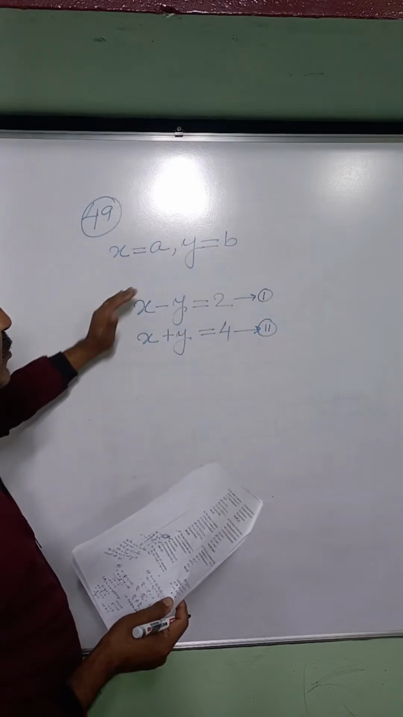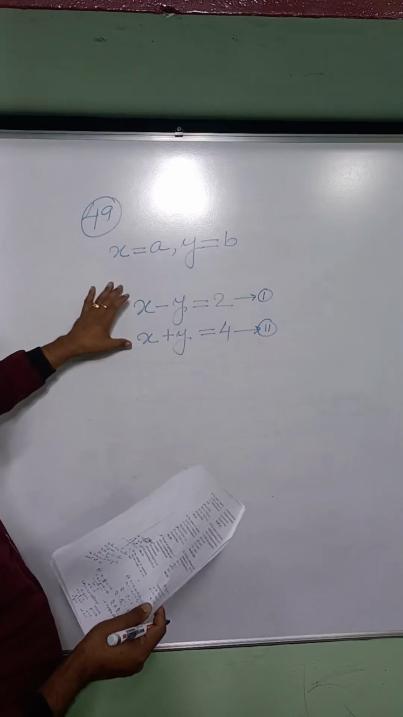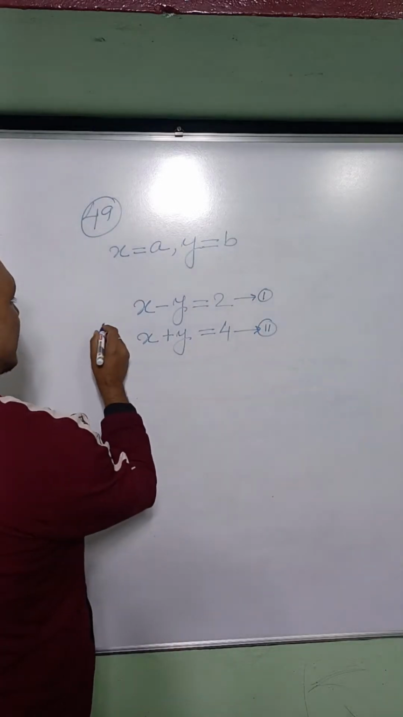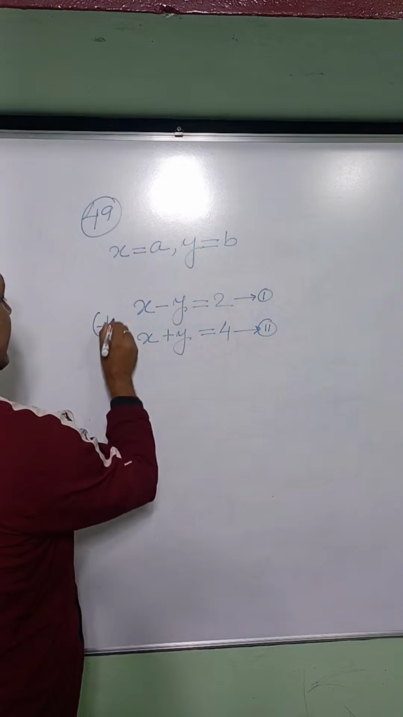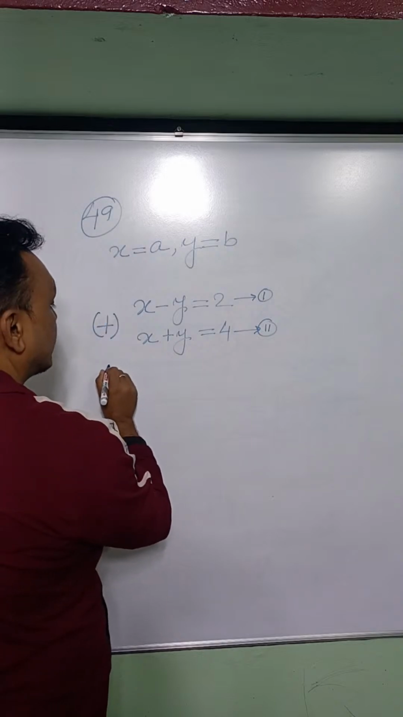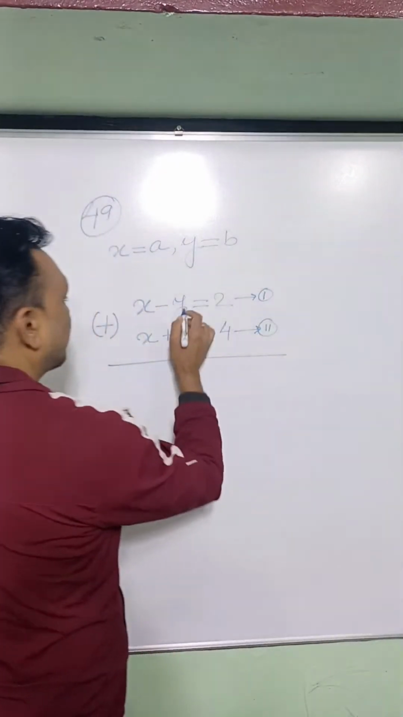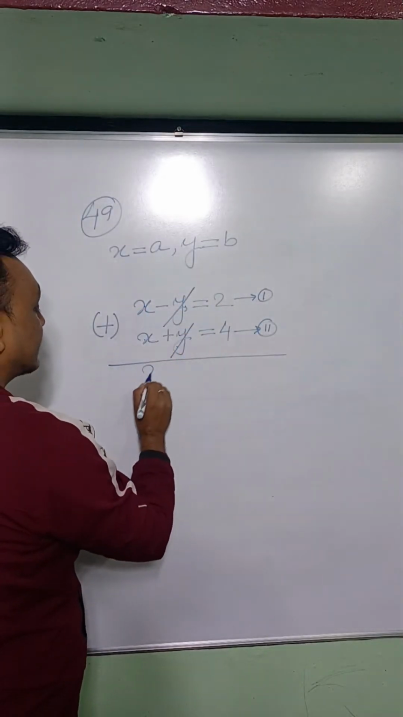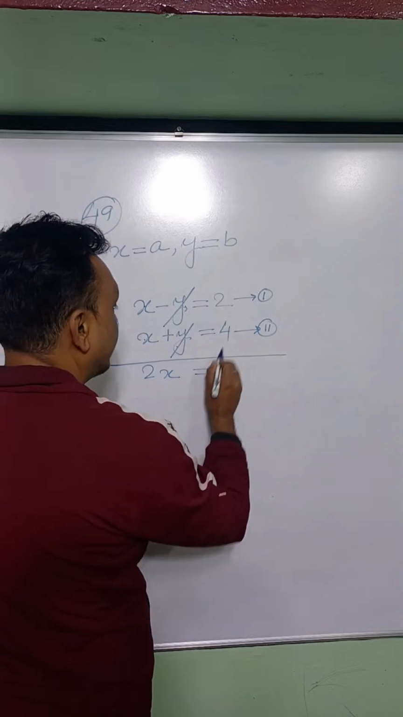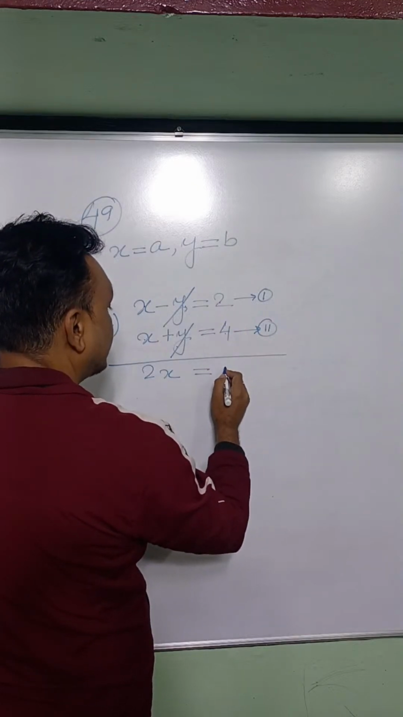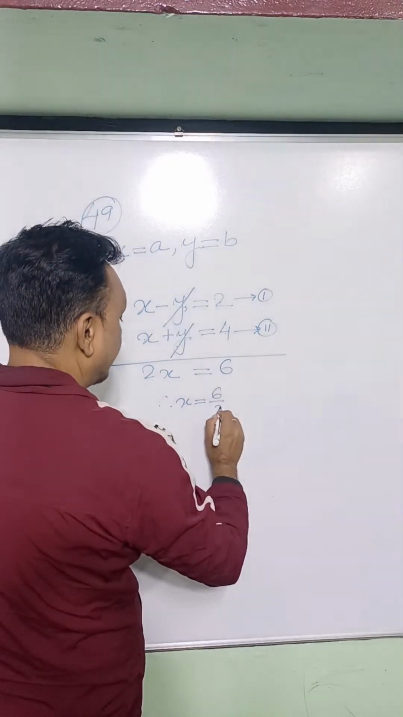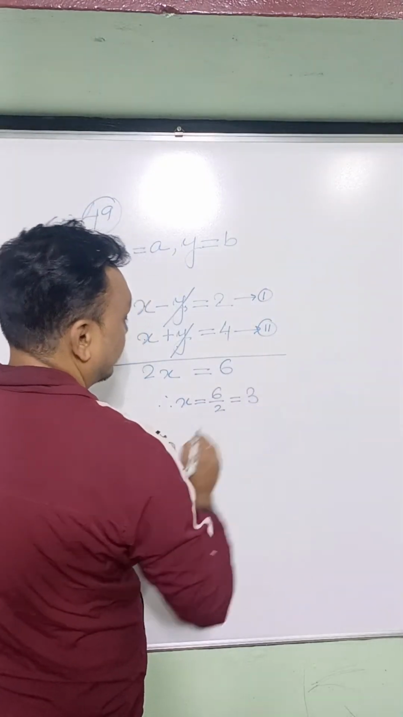So by these two equations, these are two linear equations, we can easily find out. So what we have to do is add the equations. If we add them, plus y and minus y will cancel with each other. x plus x is 2x. On the right side, 4 plus 2 is 6. Therefore, x is equal to 6 by 2, that is x is equal to 3.